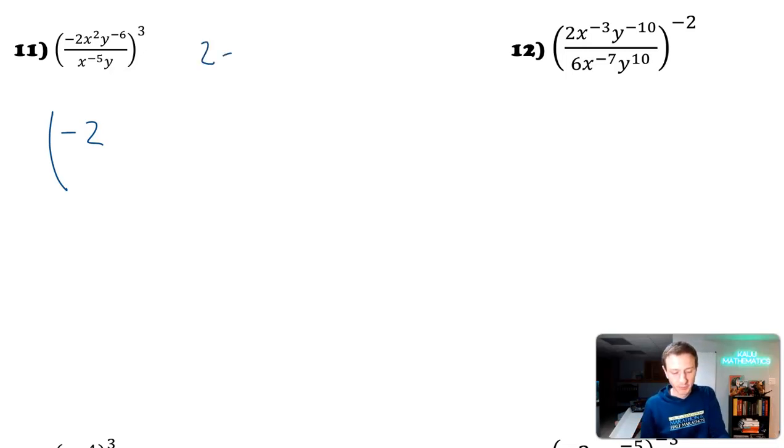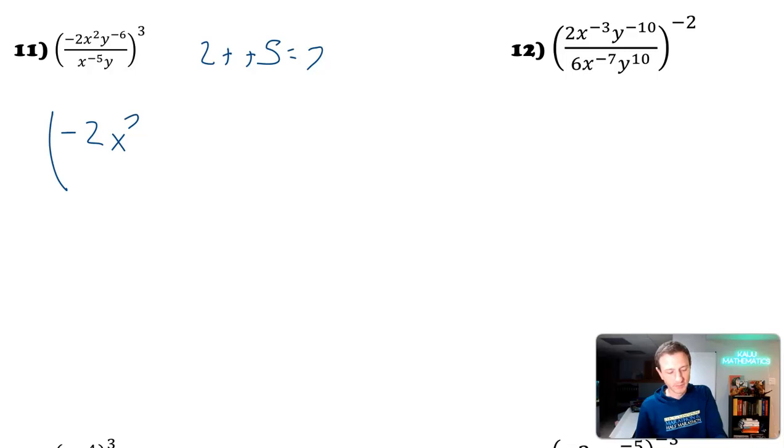So I'm going to do big exponent of 2 minus a small exponent of negative 5. 2 minus the negative 5 is 2 plus 5, which is 7. Where's the big exponent? Big exponent's in the numerator. So x to the 7th on the top.